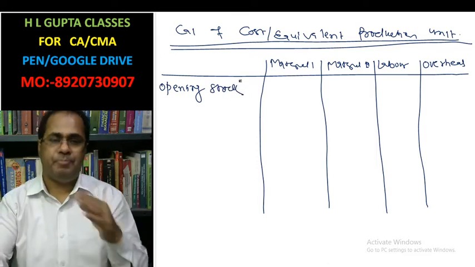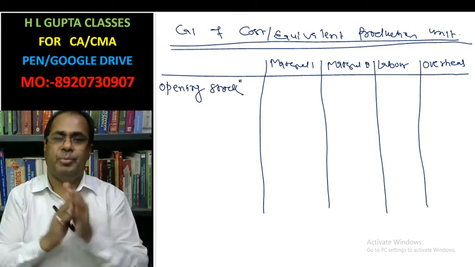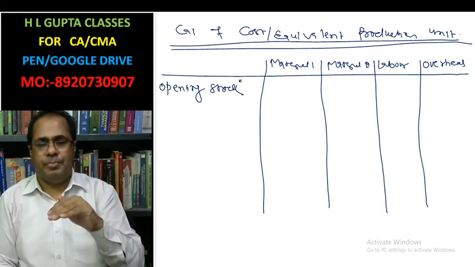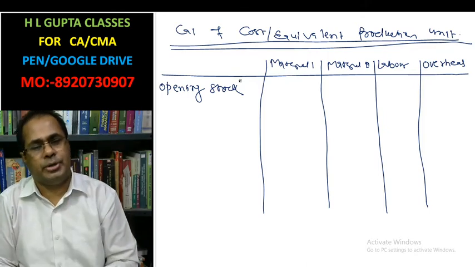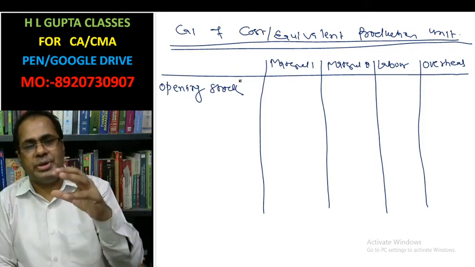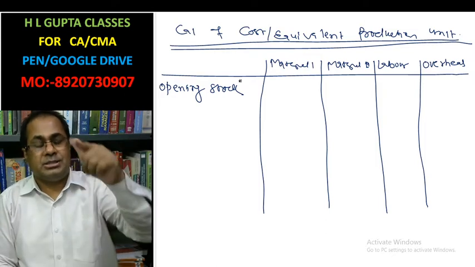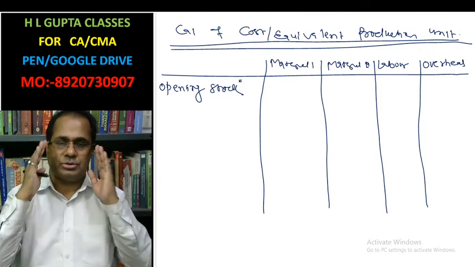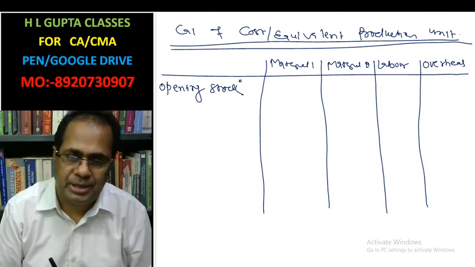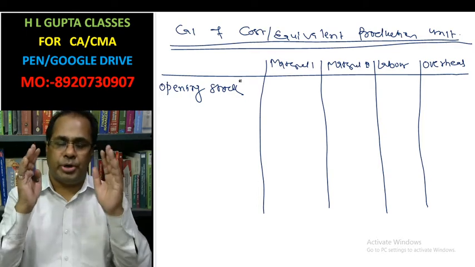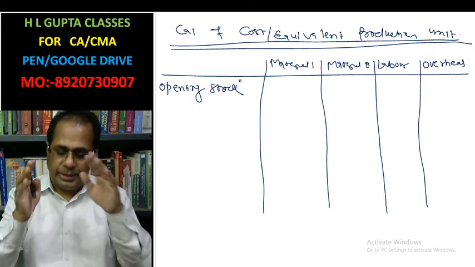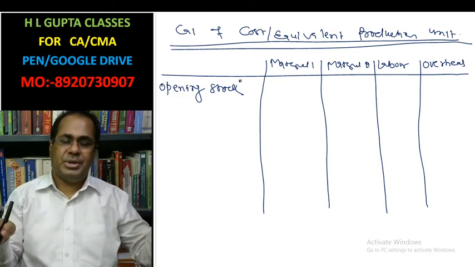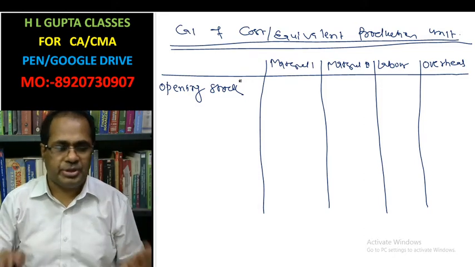Look at it. In the case of the FIFO method, opening stock was not considered to calculate the cost per equivalent unit, because the opening stock is completed first and that cost is taken in the completion stage, in the finished goods stock. But in the weighted average method, it is assumed that all production, all completion of units, is done in the current process. There was no earlier completion in opening stock. Okay, these are the reasons.